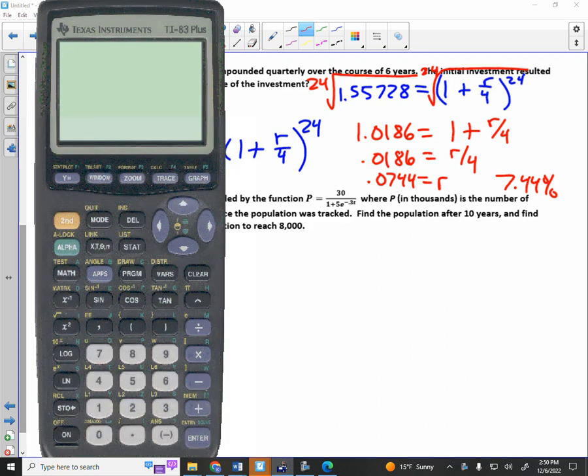Okay, so Hannah asks, can you take the 24th root a different way? And you can. You go 24 and you press math and you grab number 5. So that means you're taking the 24th root of 1.55728. So that's another way to do it. Okay? Those are your operations.